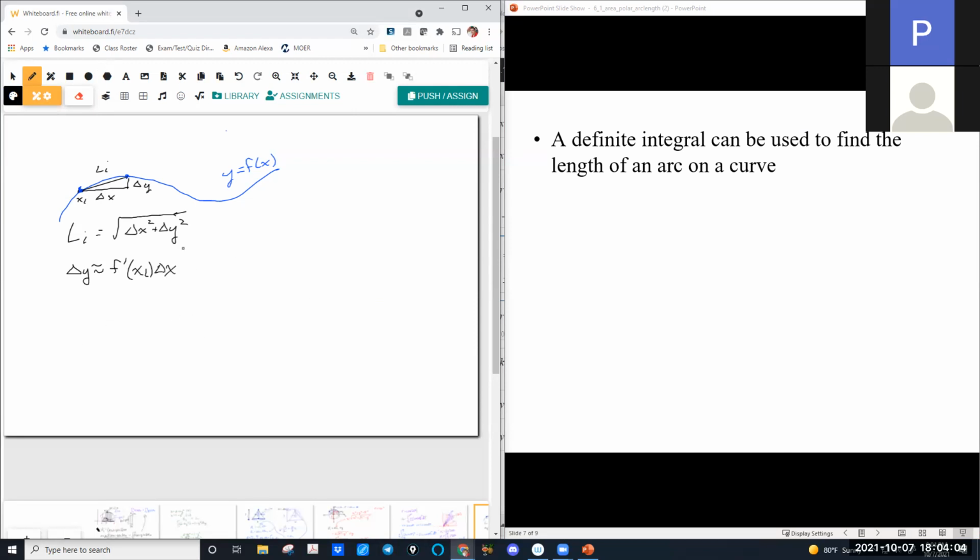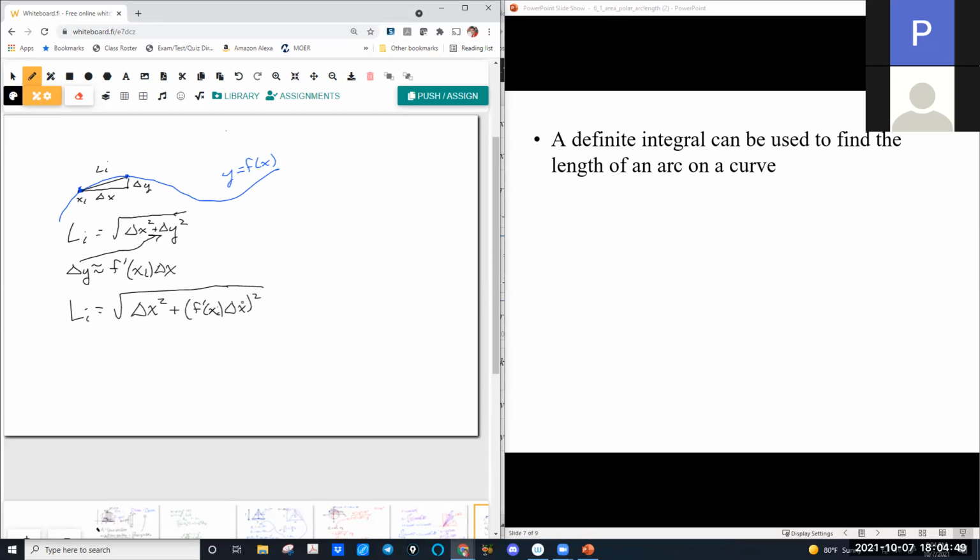This is where the derivative gets introduced into this, because we're going to substitute this into here. Right now we're looking at the discrete case, the ith case, and we use a definite integral to generalize. So L sub i becomes the square root of, this is not something you need to know, I just want to show you where it comes from, because I do think it's kind of cool, delta x, that whole quantity squared.